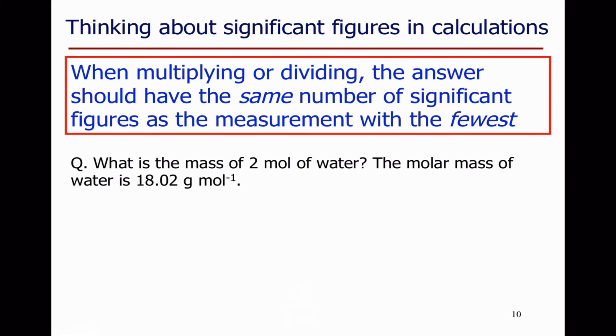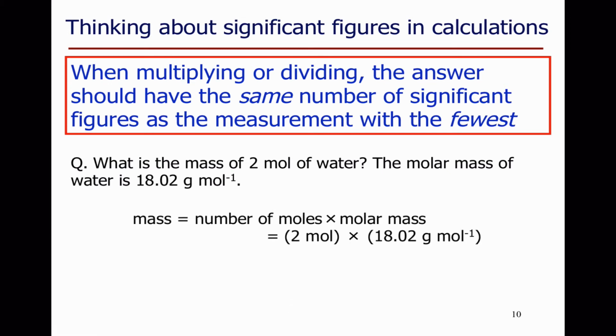It's a second example. So what's the mass of 2 moles of water? The molar mass of water is 18.02 grams per mole. So this time we want to do mass equals number of moles times the molar mass. 2 moles times 18.02 grams per mole. Type that into your calculator, you get 36.04. But we only know this number to 1 significant figure. We know this one to 4.